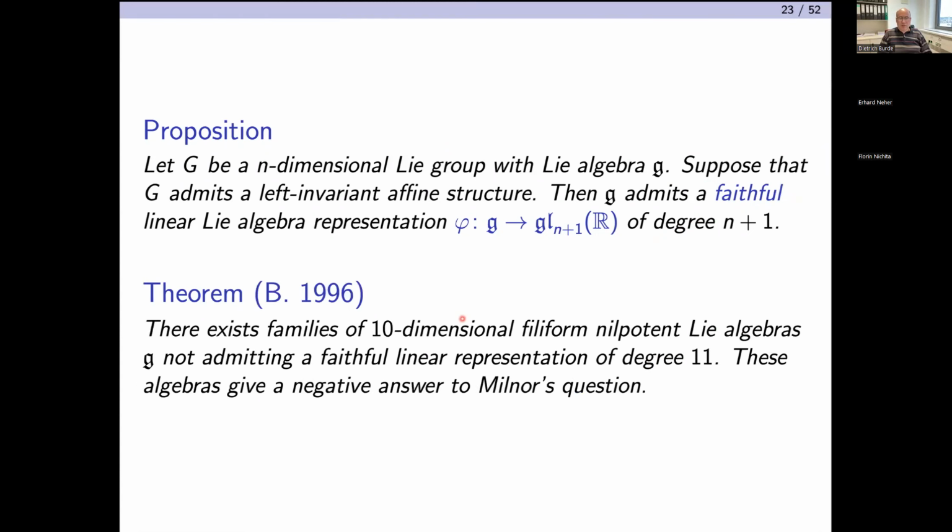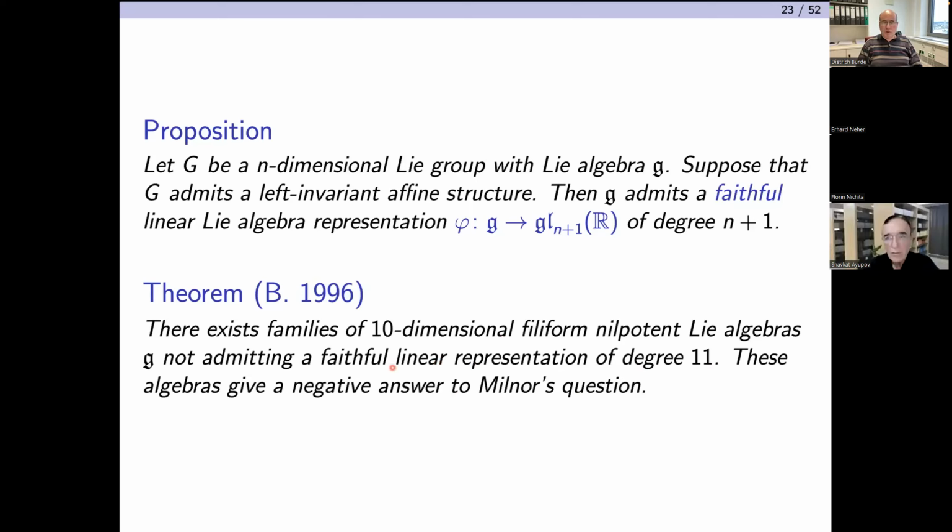And the idea is that you get a negative answer by showing that certain Lie algebras cannot admit such a faithful linear representation at all of small degree. The proof here is rather terrible because somehow you have to classify all the other representations and show they are not faithful anymore. That's not so easy, and there are no really canonical techniques to do this. So you really have to work hard for this.